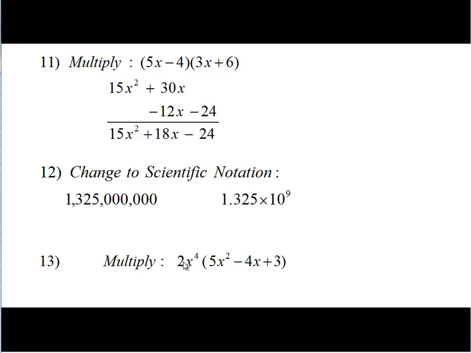Okay, multiplication: 2x to the fourth, 2 times 5 is 10, 2 times 4 is 8 to the fifth, and 2 times 3 is 6x to the fourth. We simply add the powers: 4 and 2 is 6, 4 and 1 is 5, 4 and nothing is 4.